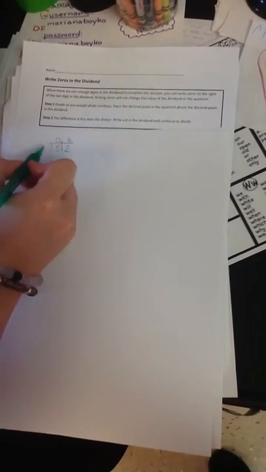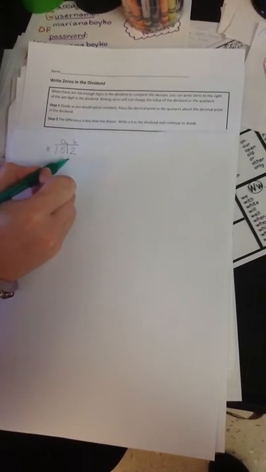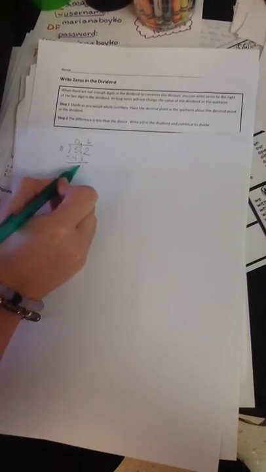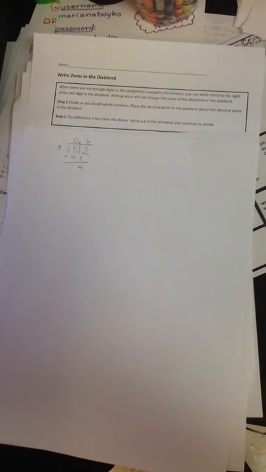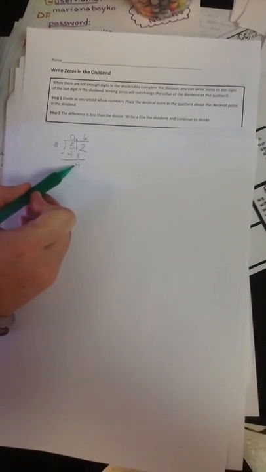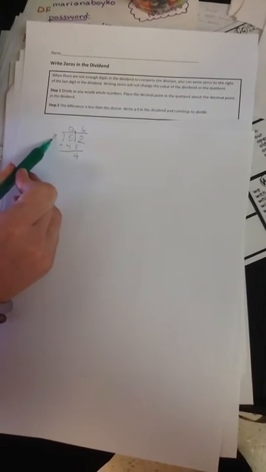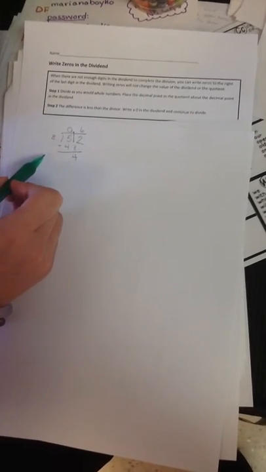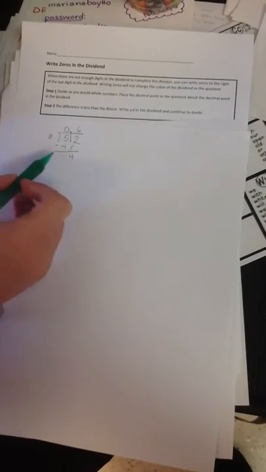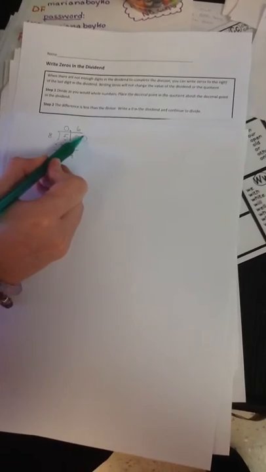Yes, it does. It goes into 52 6 times. And 8 times 6 is 48. Now we'll do subtraction. 52 minus 48 is 4. Now we have to look at step 2. The difference, 4, is less than the divisor, 8. So now we are going to add our 0 in the dividend, and we will continue to divide.